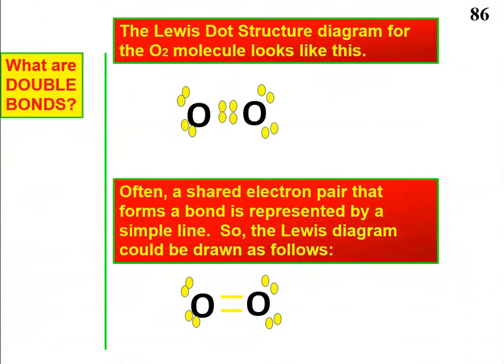And here's the Lewis dot structure for the oxygen. Another way to draw a Lewis dot structure is to use lines for a pair of electrons, but only if they're bonding, only if they're between 2 atoms. You can't use lines for those outside electrons. So often a shared electron pair that forms a bond is represented by a simple line. The Lewis dot structure for oxygen could be drawn the way you see down there at the bottom.